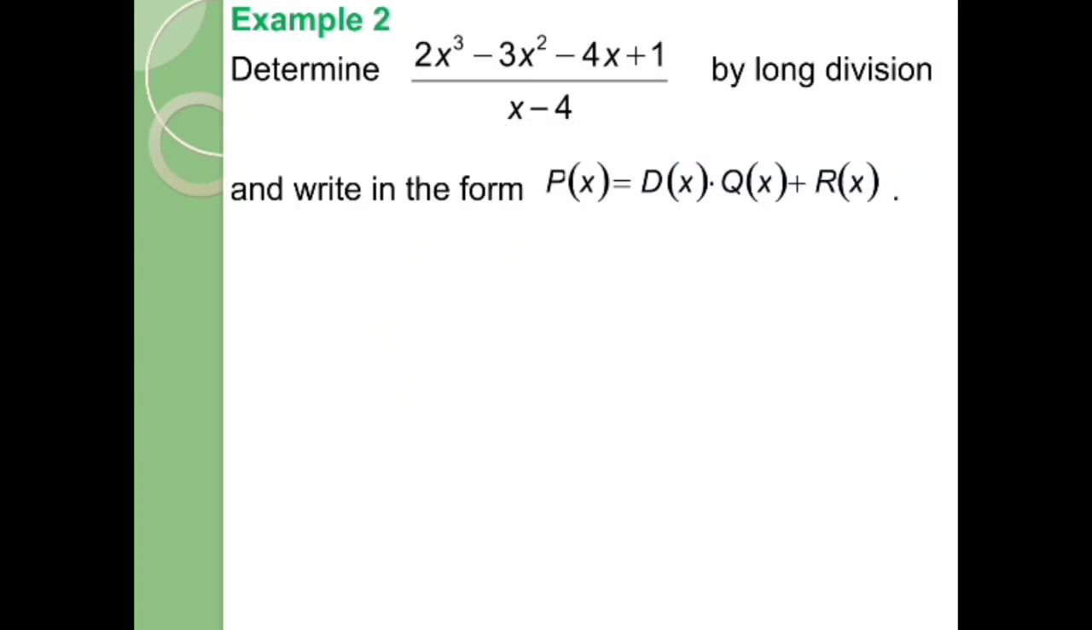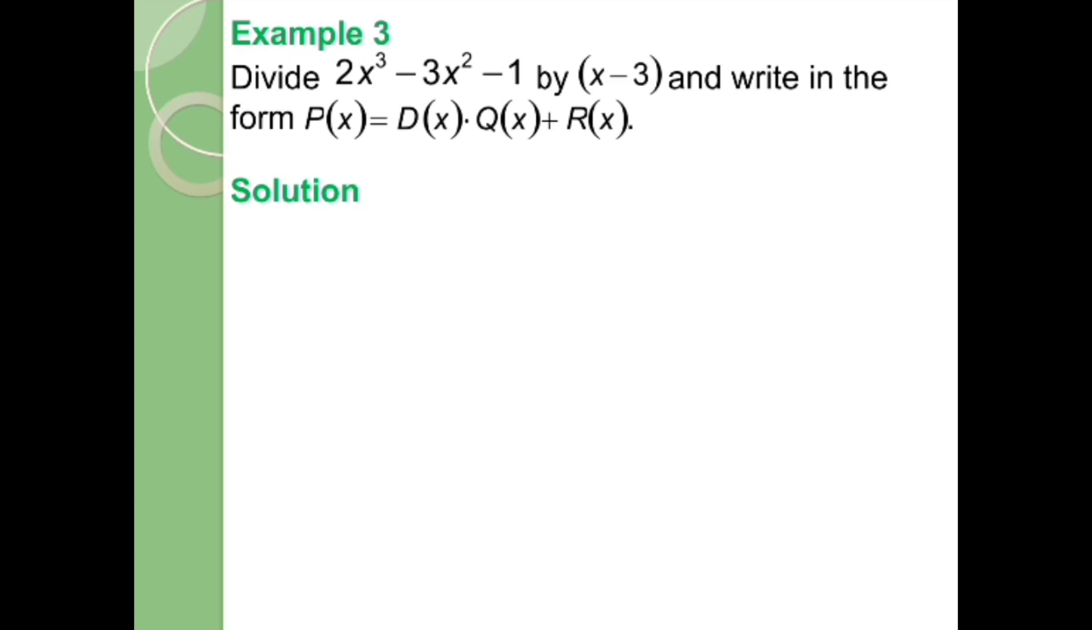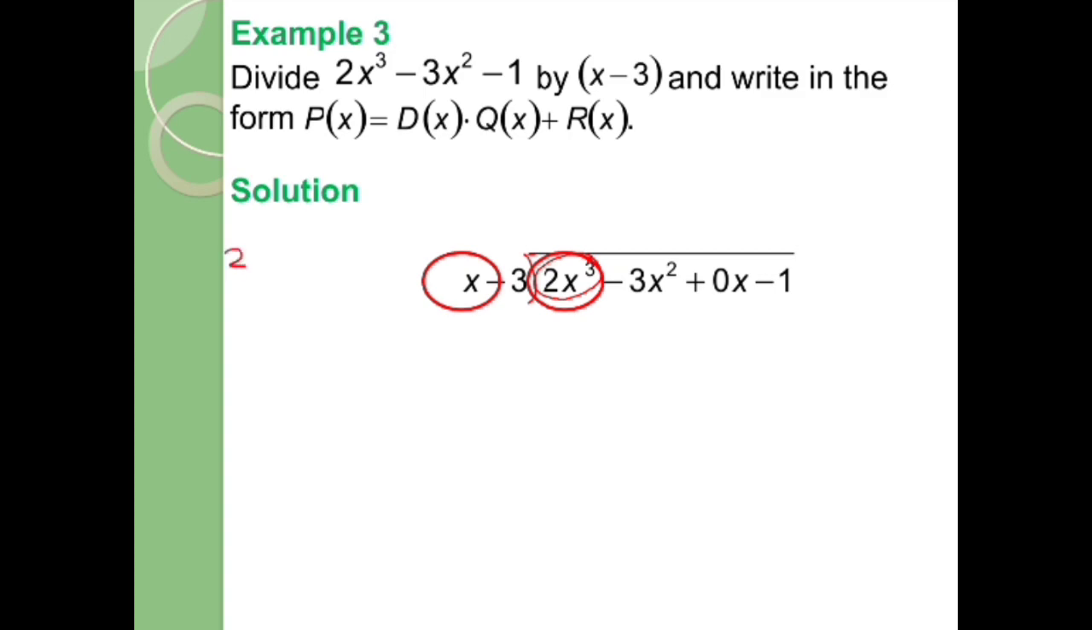Now try example 2. Okay, let's look at example 3. Remember the steps. Write down the divisor outside and then the polynomial inside of this long division. And then to find your quotient, look at the first term here and also outside. You can just scribble it at the sides. So 2x^3 divided by x. Divide these two terms and you see that the answer is 2x squared. So write it as your first term of quotient.